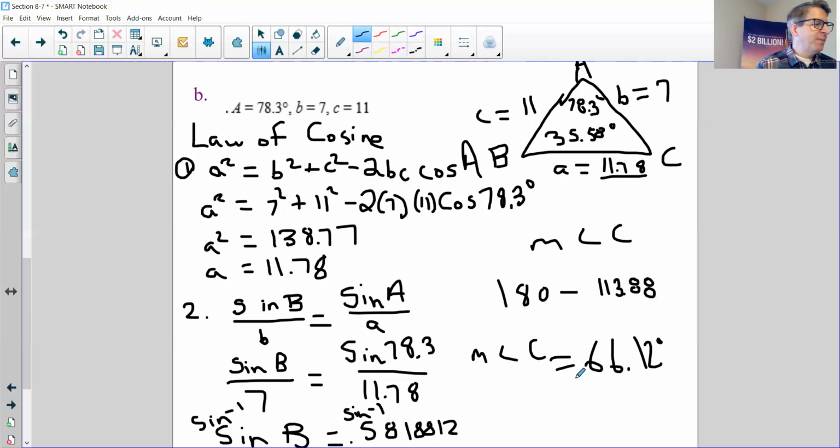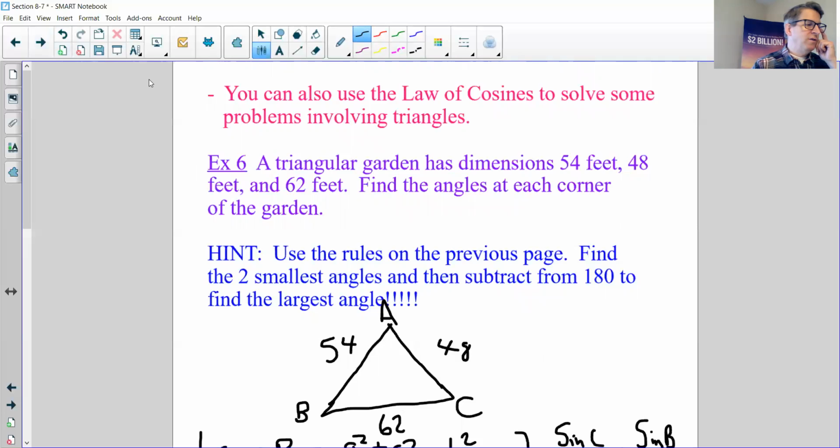Okay, last example of the day is example 6. You can also use the law of cosines to solve some problems involving triangles. Here's an example of a triangular garden question. A triangular garden has dimensions of 54 and 48 feet and 62 feet. Find the angles at each corner of the garden.